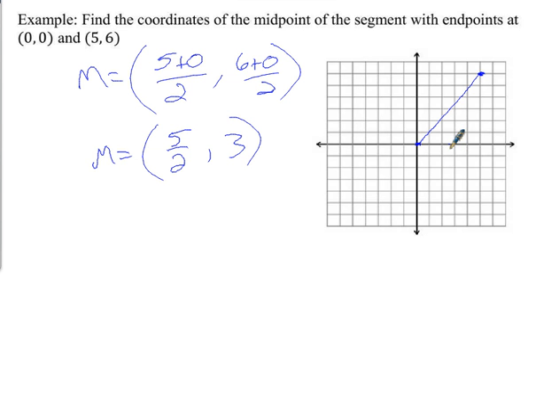So here's 2.5. And then 3, it does look like, even though I just randomly drew that segment in there, it does kind of look like it should be about 5 halves, comma, 3. So we probably got the right answer.